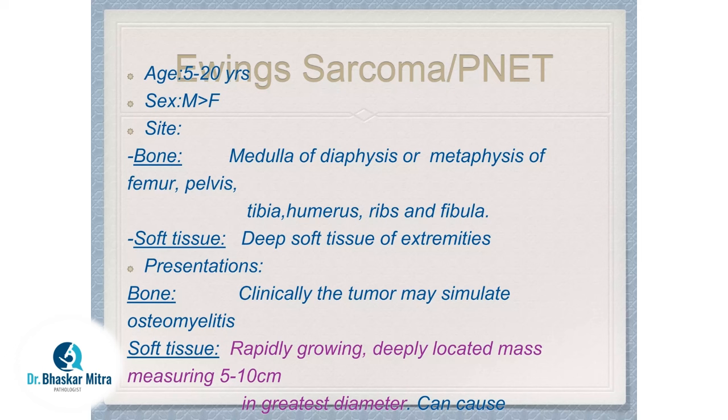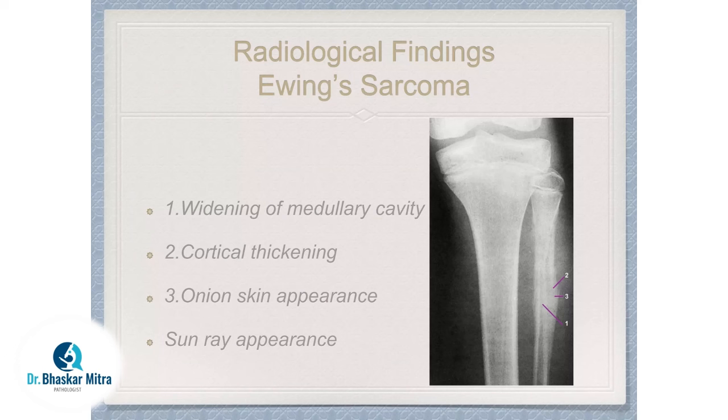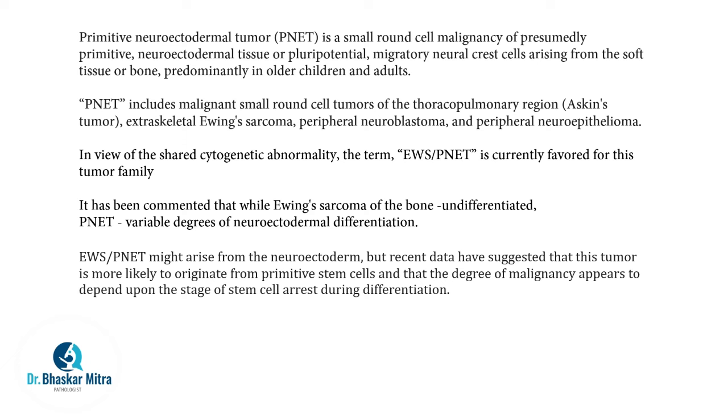So it is very important to have a good eye and suspect that this is a case of small round cell tumor, not osteomyelitis. Radiologically, we will get widening of the medullary cavity with cortical thickening at places. There may be an onion skin appearance of the periosteum, and there may also be a sunray appearance of the periosteum.